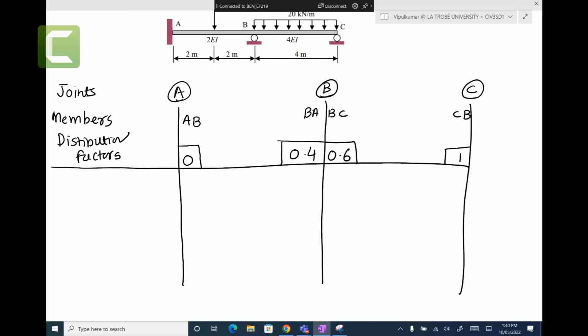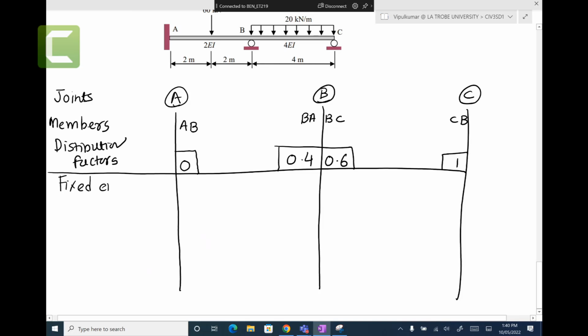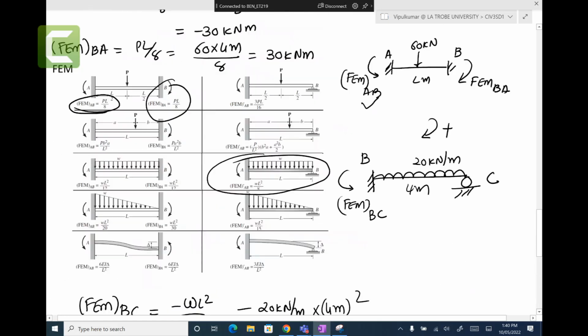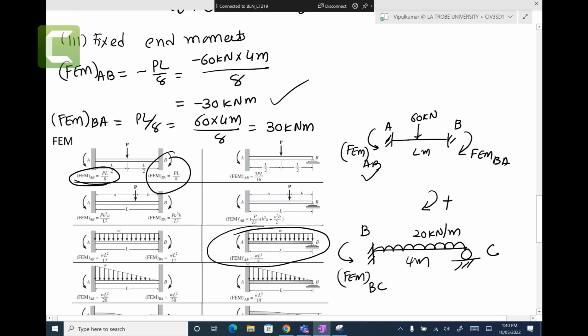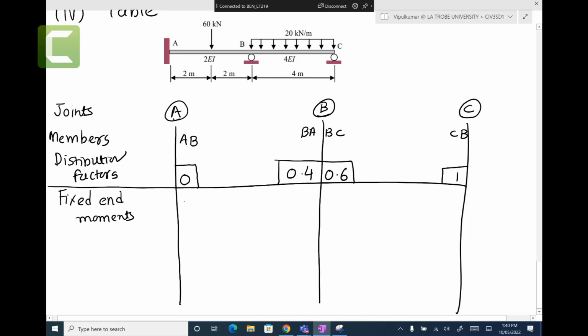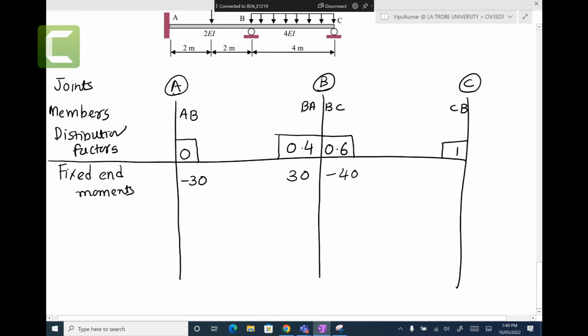Okay. Now that's done. The next step, we're going to write fixed end moments. For fixed end moments at AB, I think we did that here: minus 30, BA positive 30, and BC minus 40. We don't need to write units. And let's say for completeness, we just put the 0. Dummy 0, okay? There are no fixed end moments here.